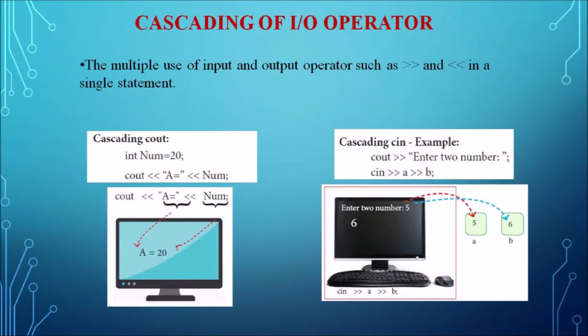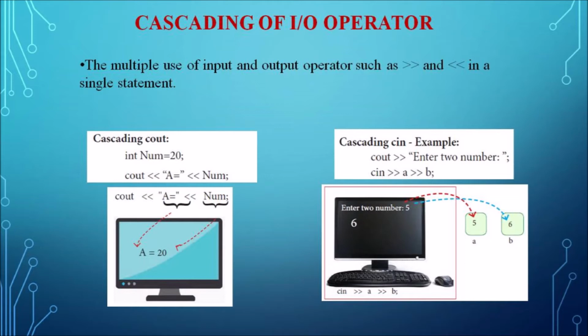And the next one is cascading of input output operators. Cascading just combines multiple operators, multiple input and output operators. That is, the multiple use of input and output operators in a single statement. That part we call cascading of input output operators.